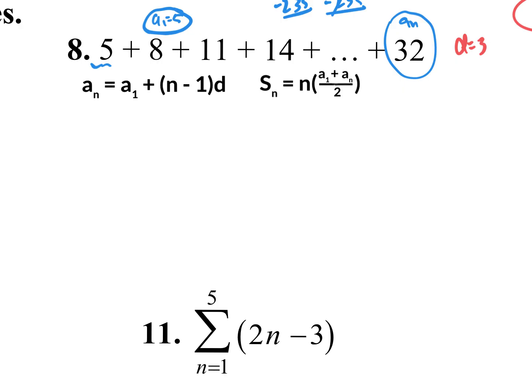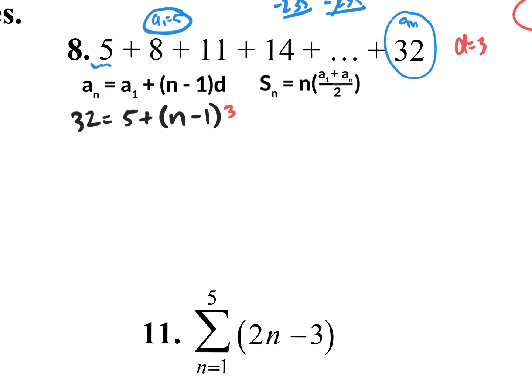So just based off of the information that you know, a sub 1, a sub n, and d, where could you plug in all of those three values right here? We're going to use this first one because that's the only place that we could plug in all the information that we pulled from this series. So a sub n is really 32 equals a sub 1 is really 5 plus parenthesis n minus 1. I don't know how many numbers there are in the list, so I'm going to leave it as n. And then times that common difference, 3.